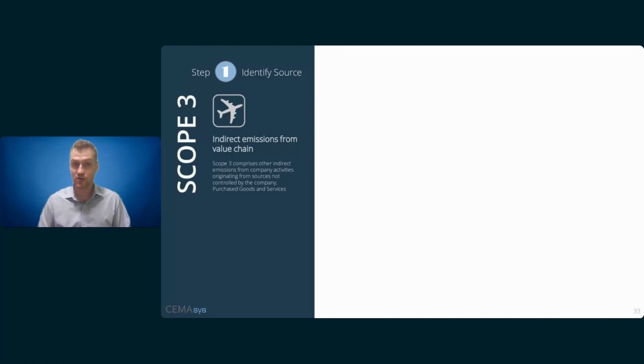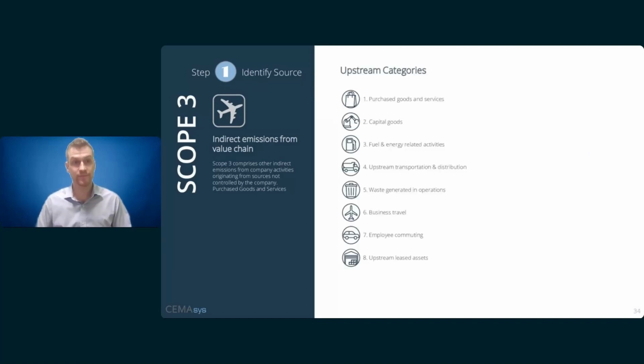There are 15 categories within Scope 3, split up into upstream and downstream categories. Upstream categories include everything listed here. These are emissions categories in which your company may have a bit more control, like purchased goods and services. This is what you've purchased from other entities in the reporting year. You also have any transportation and distribution that is conducted by a third party, but paid for by your company. There's also business travel, employee commuting, and so on.